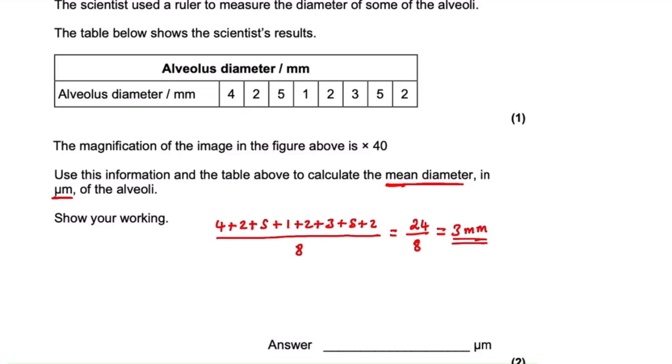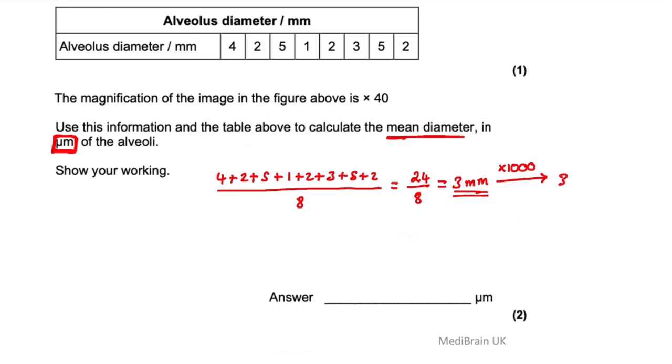Now, because the mean diameter is 3 millimeters, and we've underlined a key bit of information over here, it says micrometers. So in terms of micrometers, how do we get from 3 millimeters to micrometers? We need to multiply by 1,000. So if we multiply that by 1,000, we're going to get 3,000 micrometers.